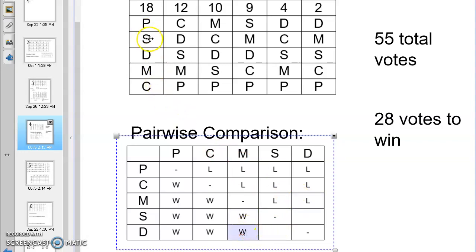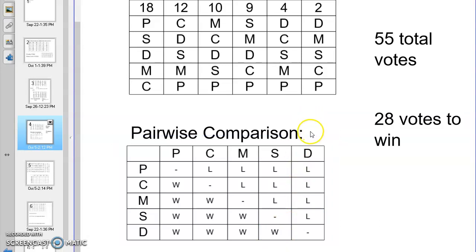And then finally, S versus D. S wins the first column, and S wins the fourth column. But D wins the second, third, fifth, and sixth columns. So S ends up with 27 votes, and D ends up with, I think, 28 votes. So therefore S loses and D wins. So therefore our winner by pairwise comparison is D with a record of 4-0. Remember, to win by a record of 4-0, or to win by pairwise comparison, you need to be undefeated.